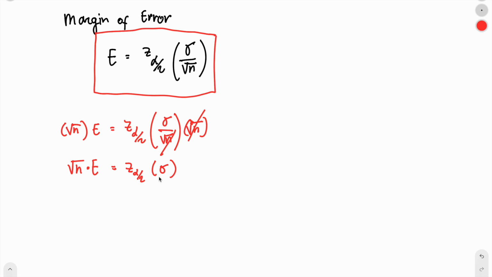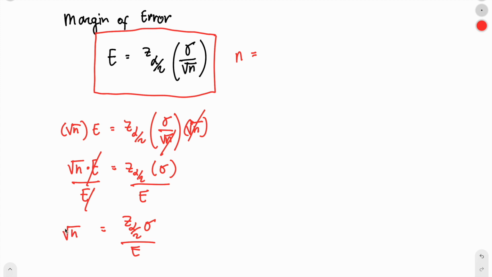Okay? So, our goal is to get the formula for n. Our goal here is to have n equal to something. In this side, we need to get rid of e. So we divide both sides by e and then cancel it again. So we have square root of n equal to z sub alpha over 2 sigma over e.